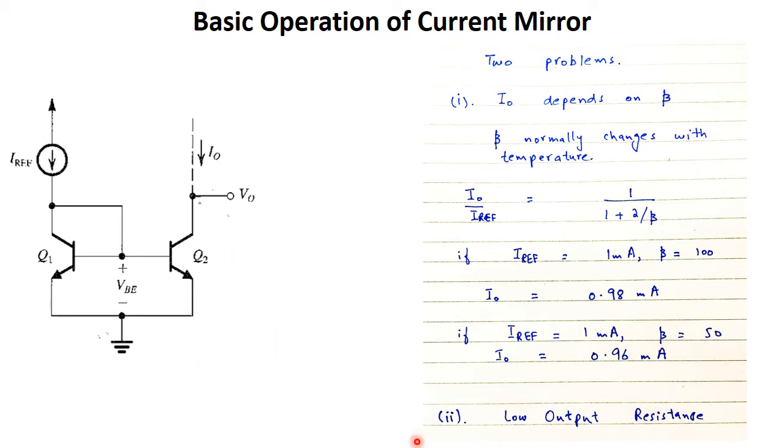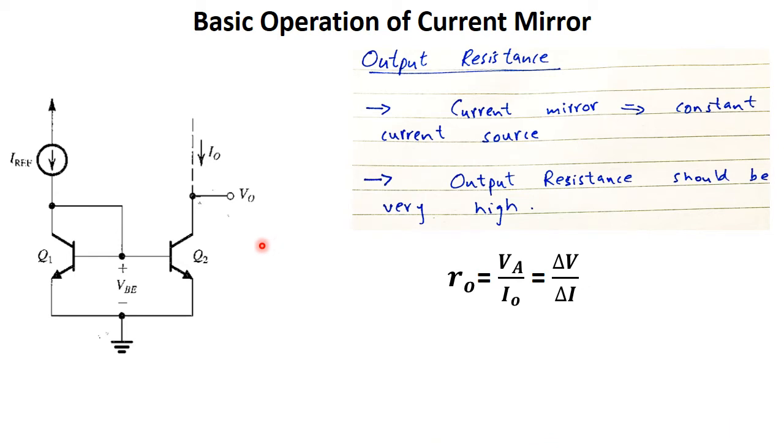The second problem with the current mirror is the low output resistance. So let's have a look at what output resistance is.